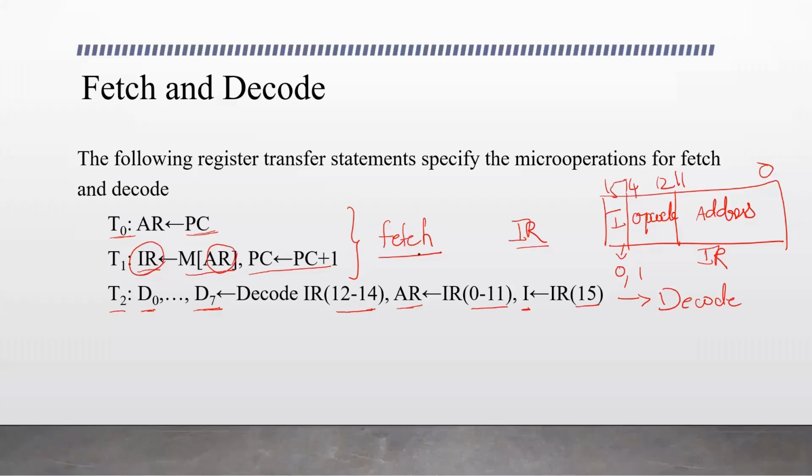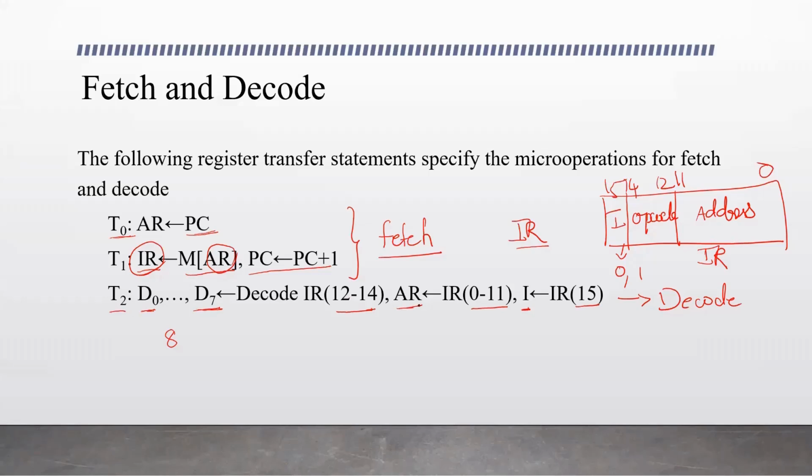The first fetch phase involves these two micro operations, performed at time T0 and T1, and at time T2 the instruction is decoded. For that, this instruction code has the opcode, the operation to be performed, in bits 12 to 14. The 3 bits need to be decoded, and you get the output from the decoder, D0 to D7, that represents 8 different operations.